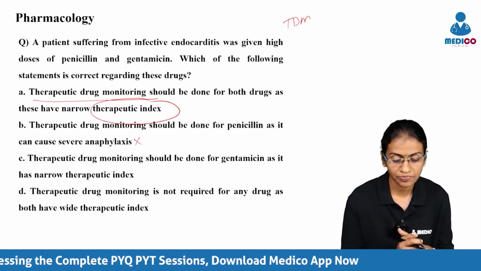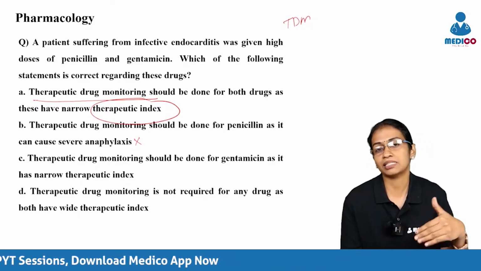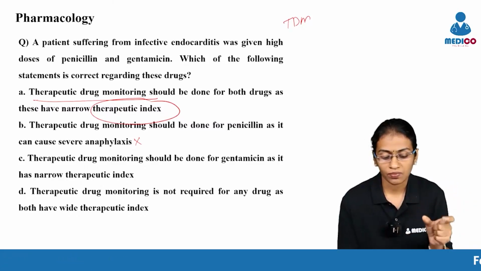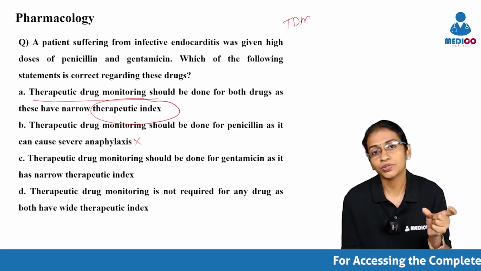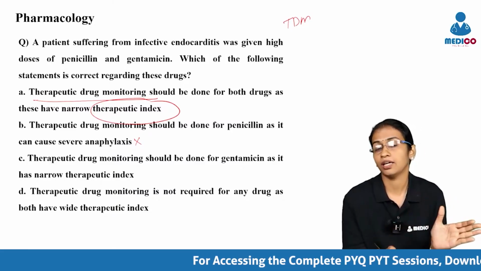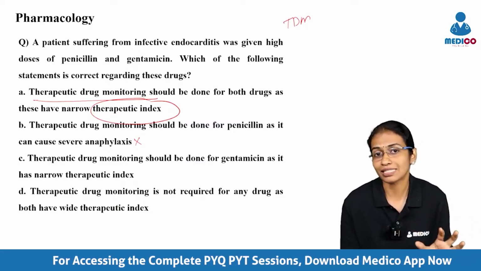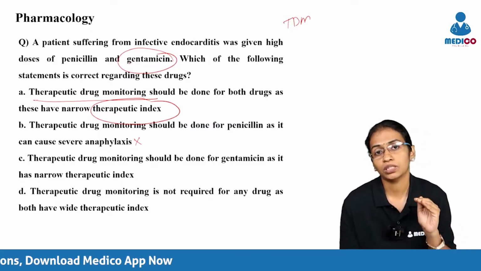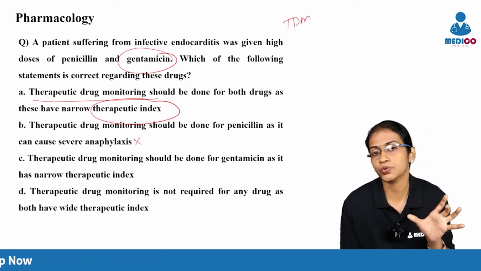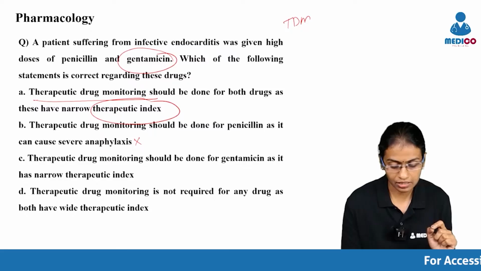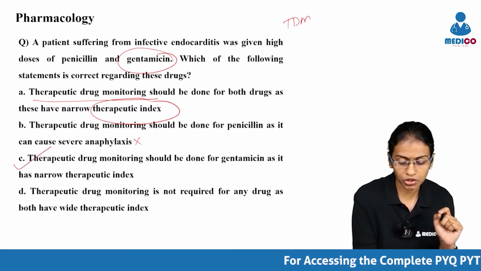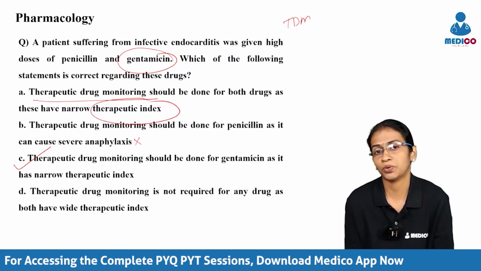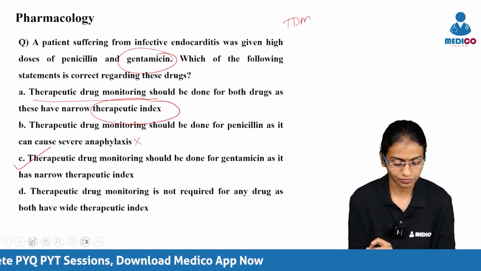So in this case, penicillin and gentamicin. Penicillin is a beta-lactam antibiotic. Gentamicin is an aminoglycoside. Which of these has a narrow safety margin? Penicillin has a wide therapeutic range. It is a safe drug. Gentamicin is an aminoglycoside that has a narrow therapeutic index or narrow safety margin. So here the answer is therapeutic drug monitoring should be done for gentamicin as it has a narrow therapeutic index. Is that clear?